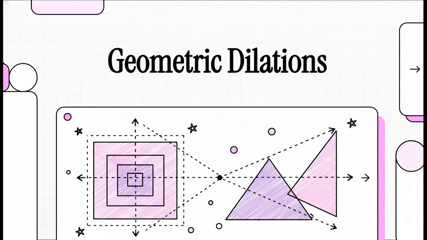Welcome to The Explainer. You know how you can zoom in on a photo on your phone, or how an architect can take a huge skyscraper and shrink it down to a tiny model? Well, there's some really cool and elegant math behind all of that. Today, we're diving into geometric dilations.